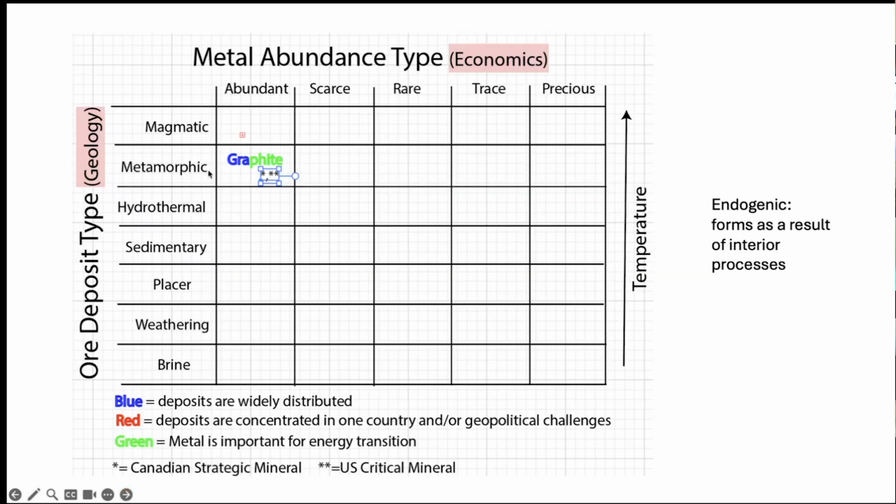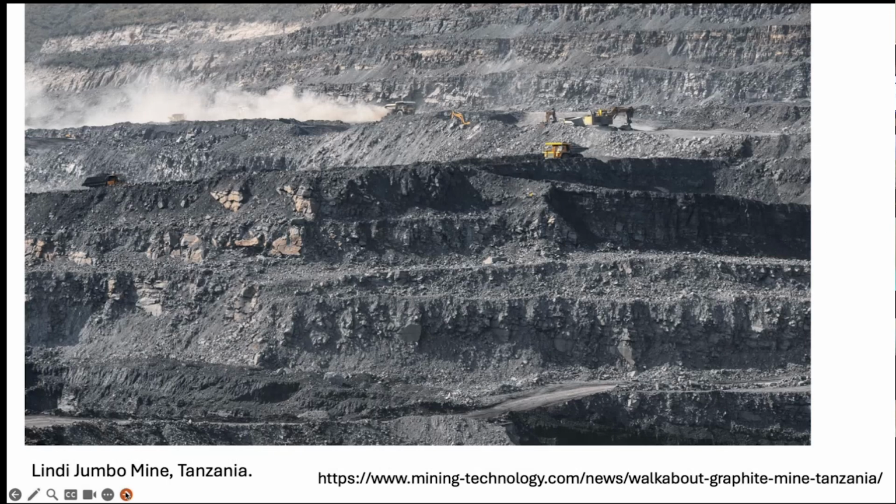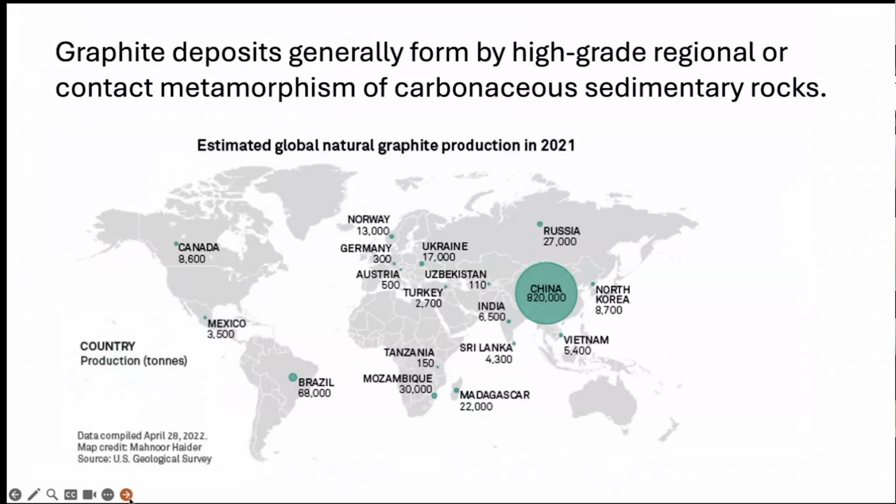So graphite is metamorphic, it's abundant, it's widely distributed, but it's important for the energy transition. So you're going, what? So it's endogenic. So here's a map of a mine in Tanzania. You can see how dark it is. And this is the global natural graphite production, again, dominated by China.